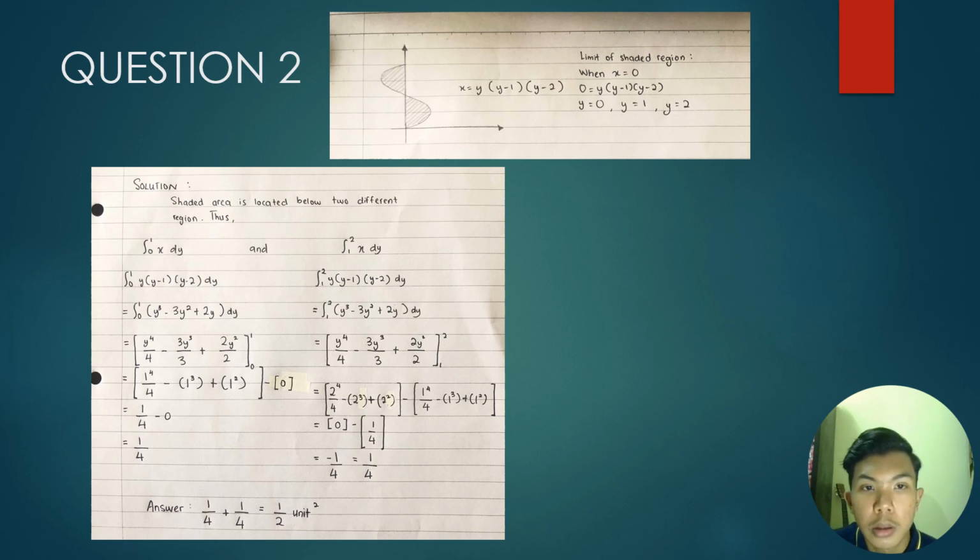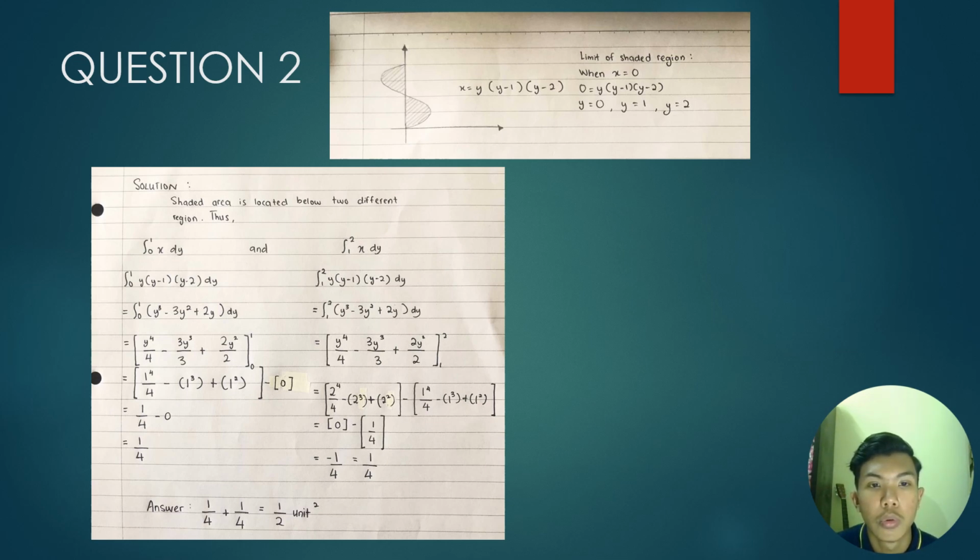The next step is integrate 1 to 2 of x dy. Integrate 1 to 2 of y(y minus 1)(y minus 2) dy. And we got integrate 1 to 2 of (y to the power of 3 minus 3y squared plus 2y) dy. And the next, (y to the power of 4 over 4 minus 3y to the power of 3 over 3 plus 2y squared over 2).